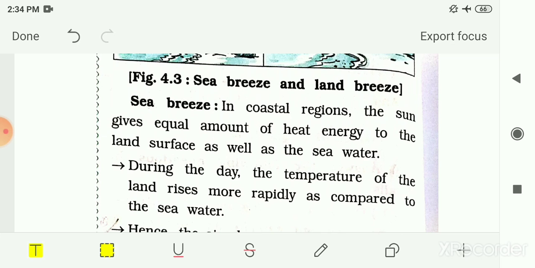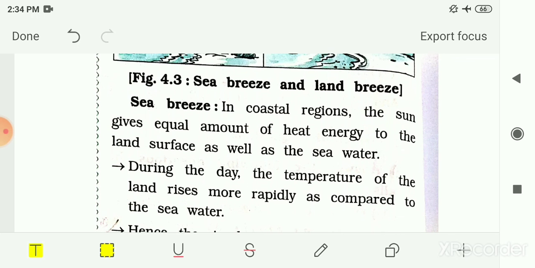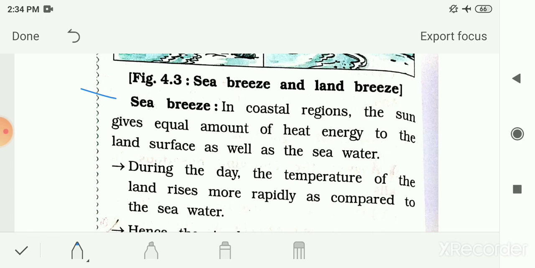So first, sea breeze is given to you. In the coastal region, the sun gives an equal amount of heat energy to the land surface as well as the sea water. In the coastal region, the sea water is there and the land is also there. So the sun gives an equal amount of heat to both of them. Now during the day, the temperature of the land rises more rapidly as compared to the sea water.